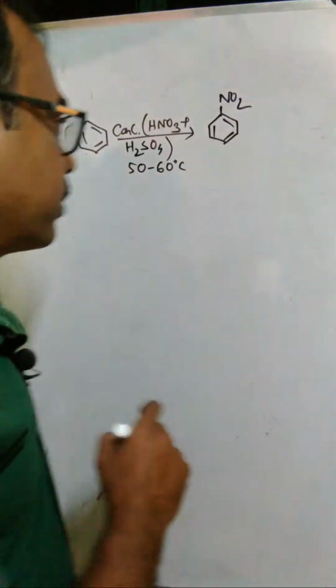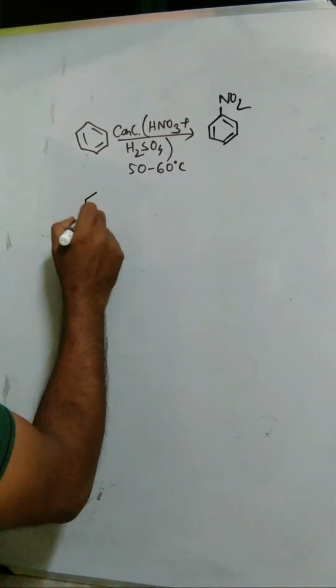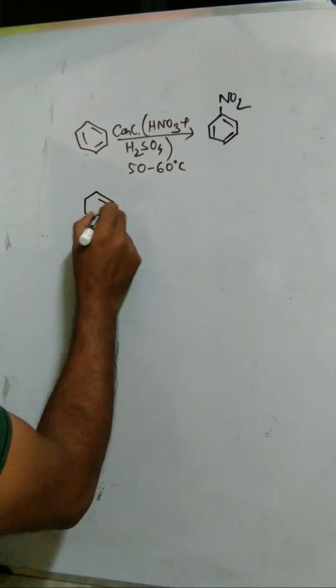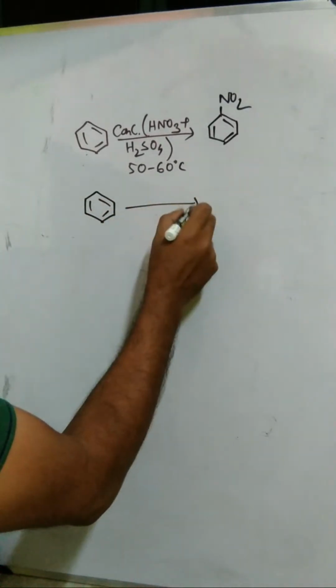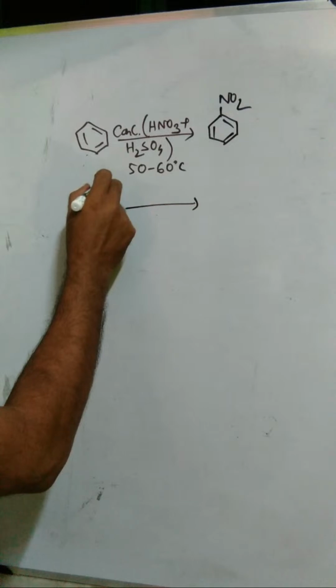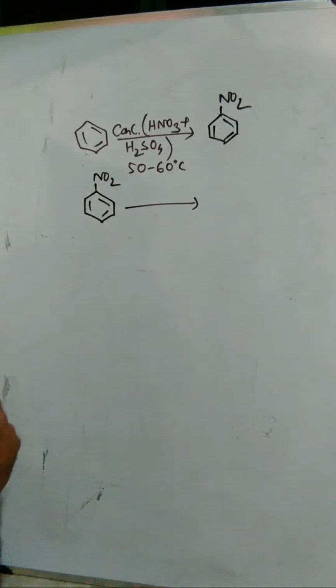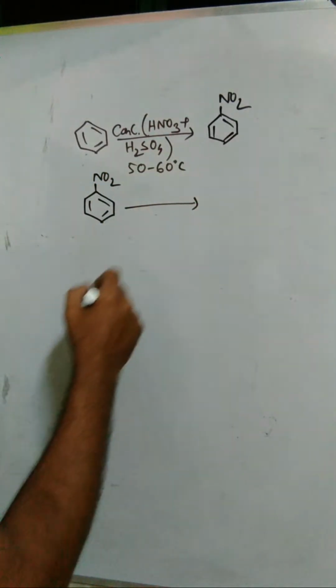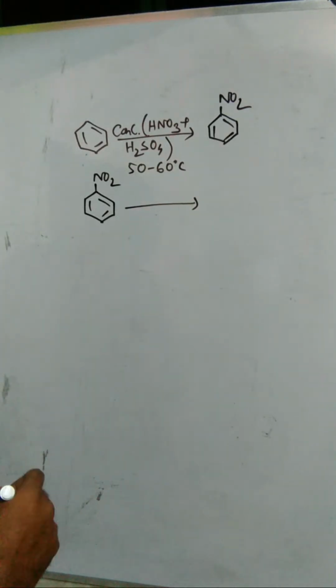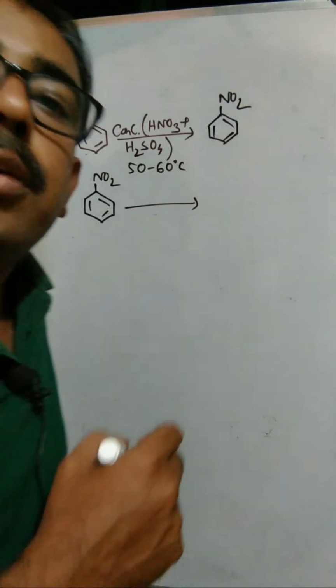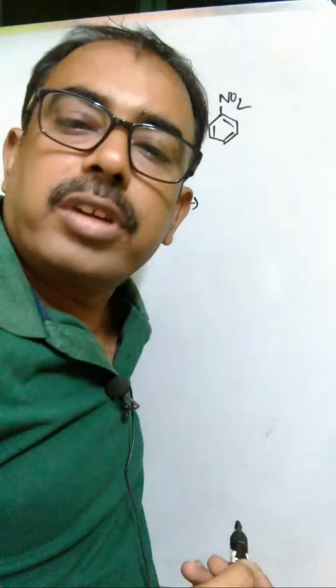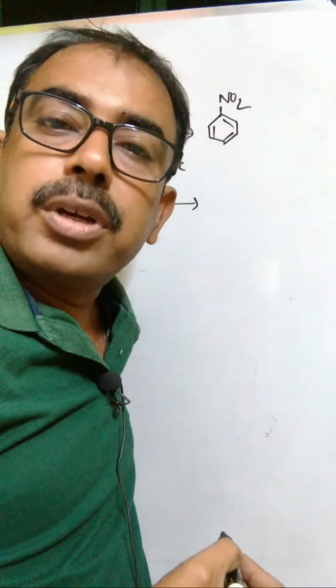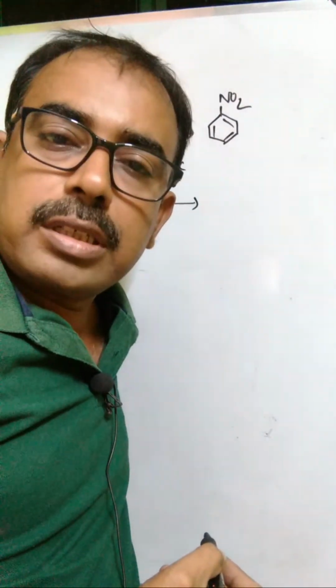Now what happens if we further nitrate the nitrobenzene? Here the starting material is nitrobenzene, and you are maintaining all the conditions, that is, giving a mixture of concentrated nitric acid and sulfuric acid, and maintaining a temperature of 50 to 60 degrees centigrade.